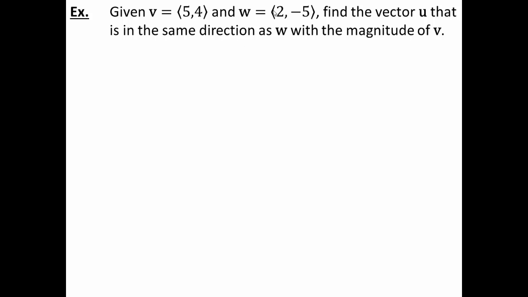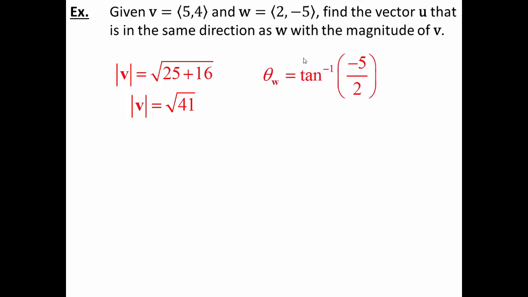So what we can do to figure out vector u is start by figuring out what's the magnitude of v, then we can figure out what's the direction of w, and then we can use that magnitude and that direction to figure out our new vector u. So why don't you give it a try. So we'll start with the magnitude of v. We do that simply by using the Pythagorean theorem. 25 plus 16 gives me root 41 for my magnitude. To figure out direction, we'll use the inverse tangent. 2, negative 5 is in the fourth quadrant, so we need to make an adjustment of 360. And that's going to give me 291.801.